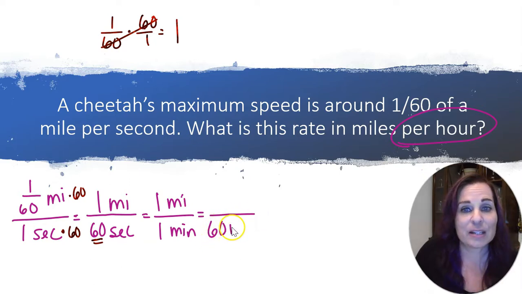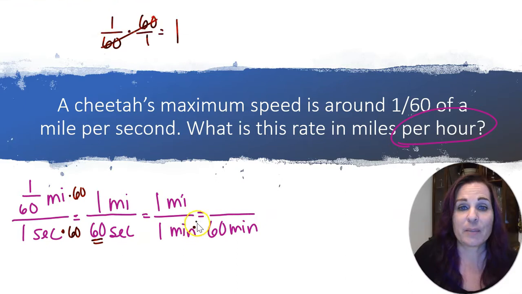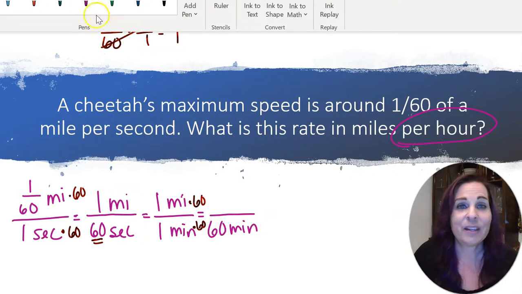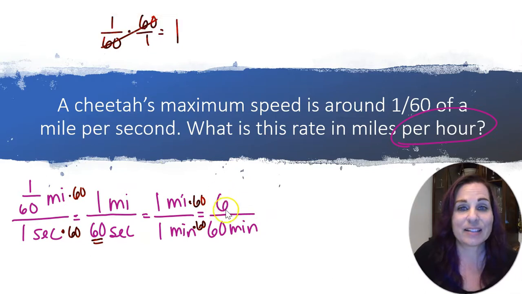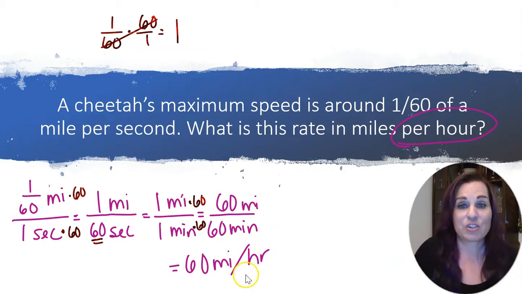An hour is 60 minutes, right? So once again, I'm going to multiply the top and bottom by the same number, 60. Then on the top, 1 times 60 will give me 60. So another way to write this is, oh, this is miles, 60 miles per hour. Or what you'll see a lot of the times is MPH, 60 miles per hour.